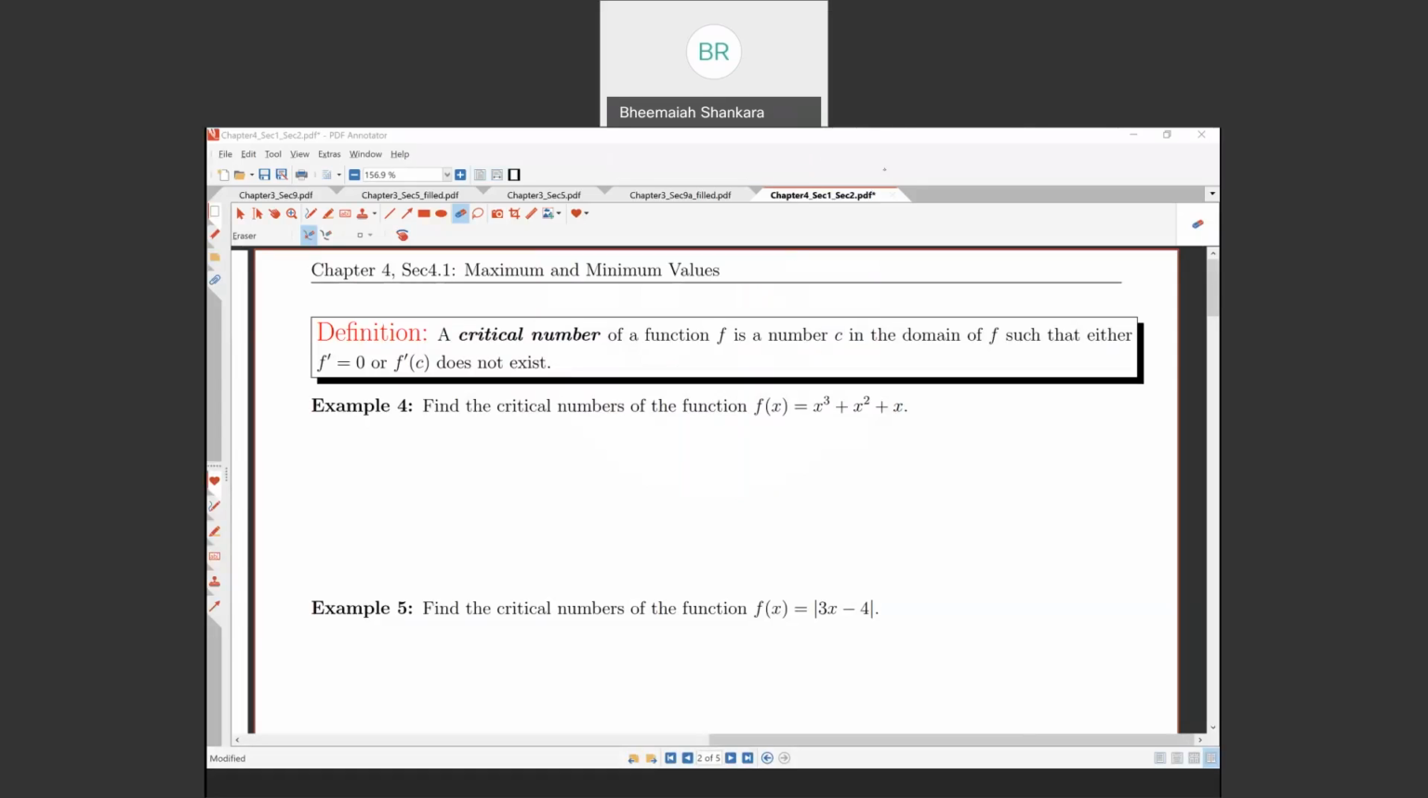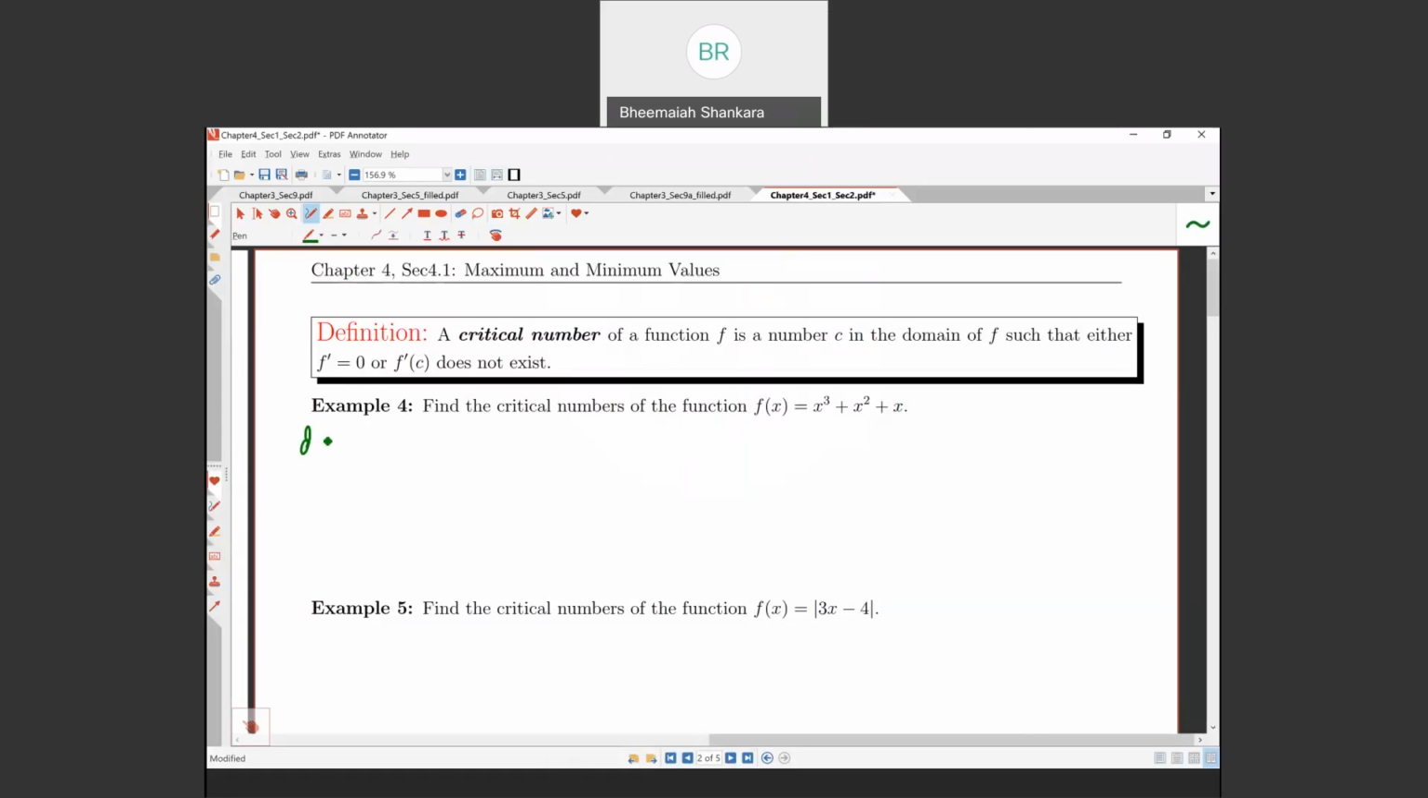In this lecture, we will learn about calculating critical numbers. A critical number of a function f is a number c such that either the function's derivative is 0 or f prime of c does not exist. Find the critical numbers of the function x cubed plus x squared plus x.